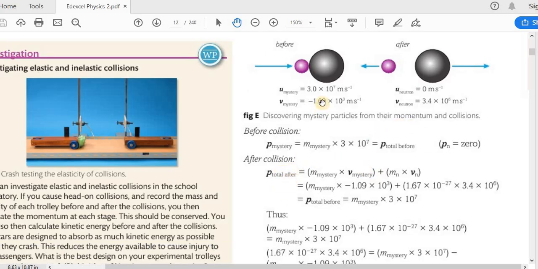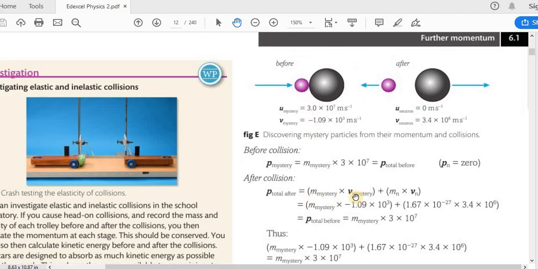Alright, so after the collision, what is the total momentum? Again, it is the momentum of the mystery particle plus the momentum of the neutron. When you sum them together, you will get the total momentum after the collision. That is the mass of the mystery particle times the velocity of the mystery particle. And momentum is a vector quantity, so you have to consider the direction. The momentum of the particle will have the same direction as the velocity of the particle.